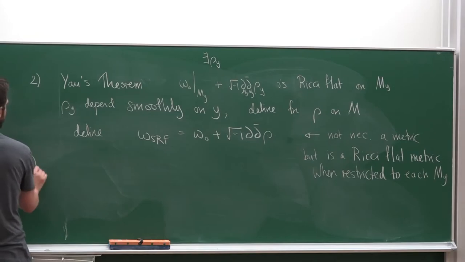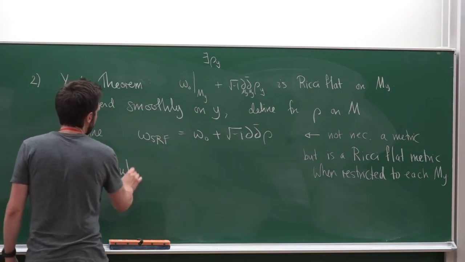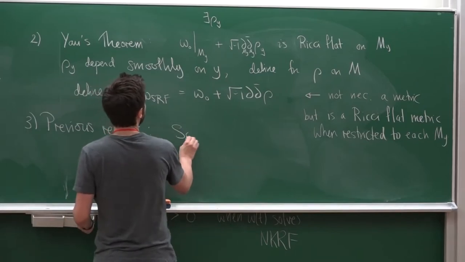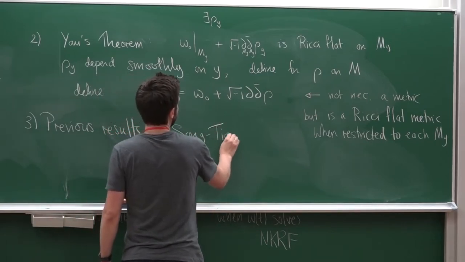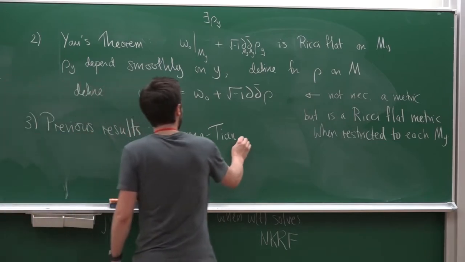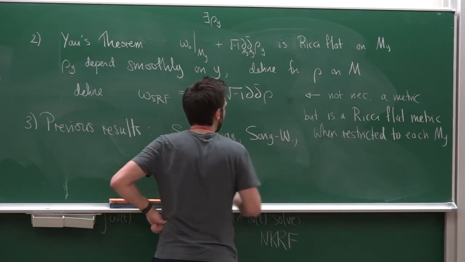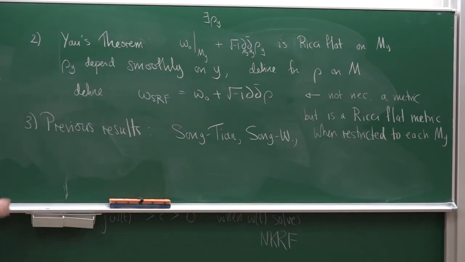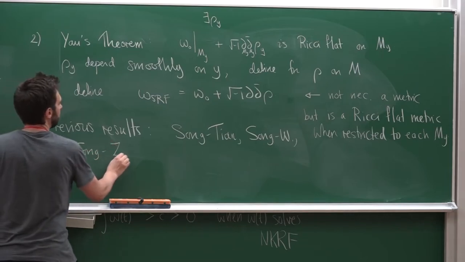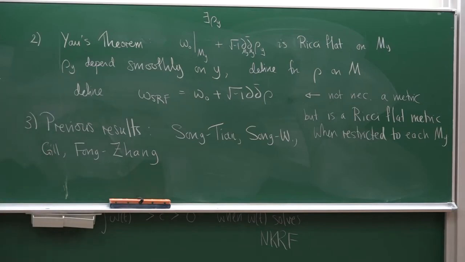Number three is some previous results. The first people to consider the Kähler-Ricci flow, I think, in this setting were Song and Tian. And they considered actually a rather singular case, which I'll talk about a little bit later. But then there's some other work, starting with Yan Song and myself in our lecture notes, and then work of Gill, and then Frederick Fong and Zhou Zhang, where they considered more like this setting.